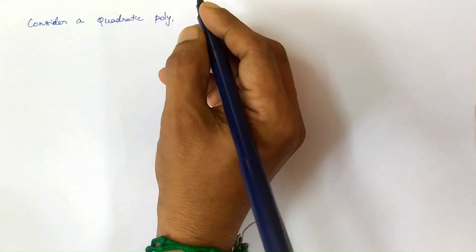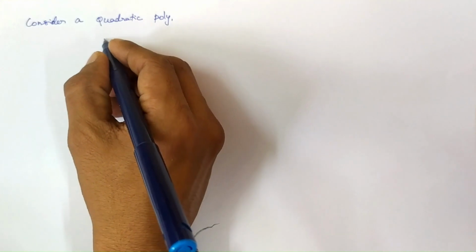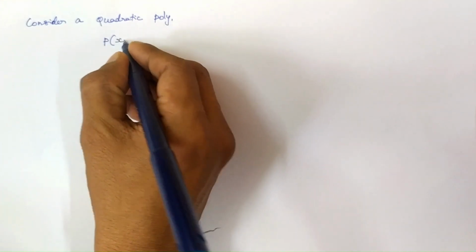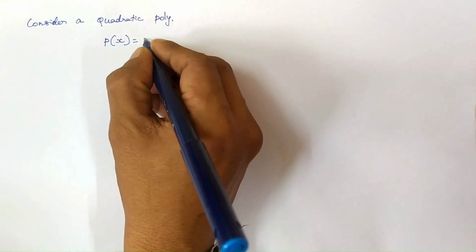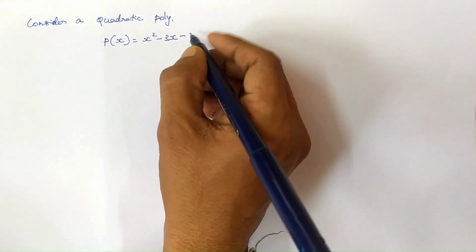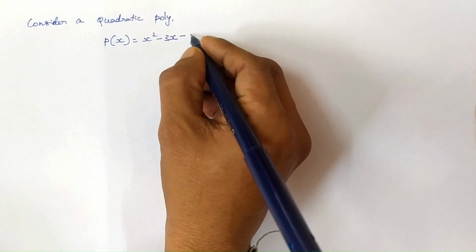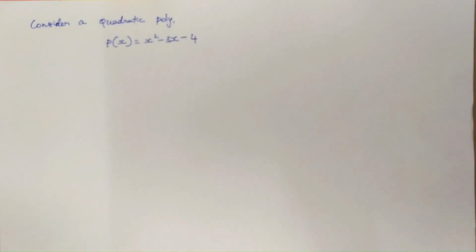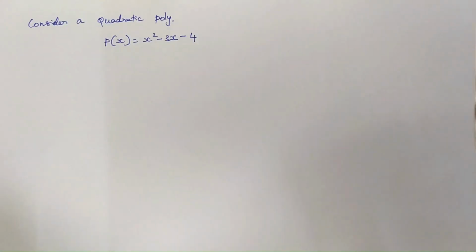Say p of x is equal to x square minus 3x minus 4. Let us try to do the same exercise which we have done previously. Okay, so let us start with p of 1.